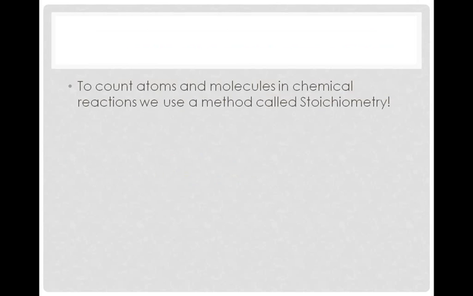It's a method that we use to count atoms and compounds using the mole, and it's called stoichiometry. To count atoms and molecules in a chemical reaction, we'll use this method called stoichiometry. Now, in order to do stoichiometry, my friends, we have to go back and look at a chemical equation and learn about what a chemical equation tells us.